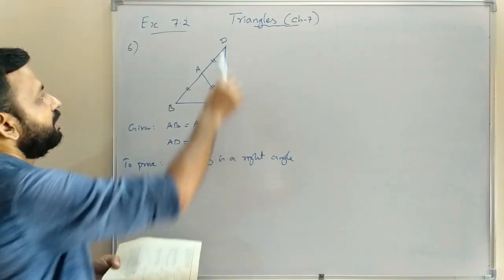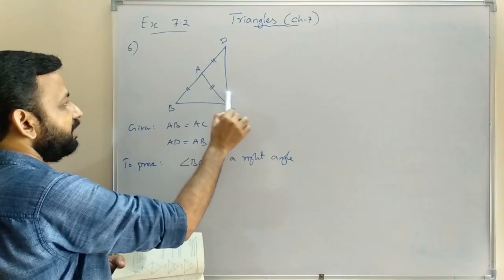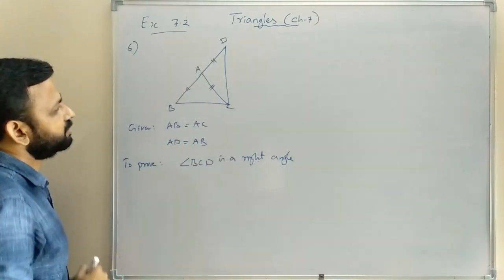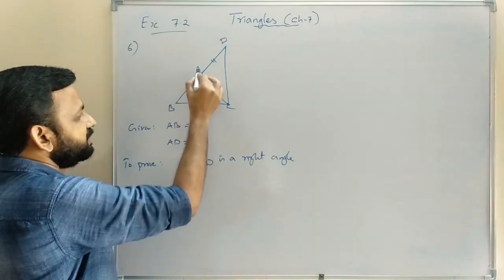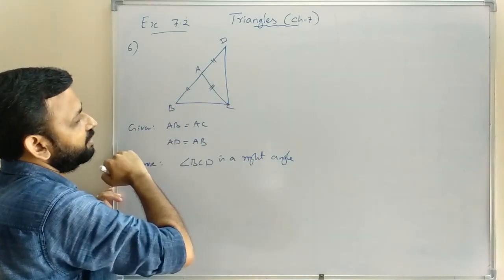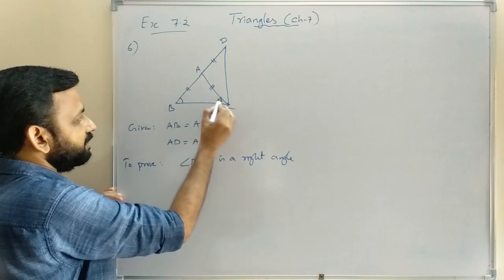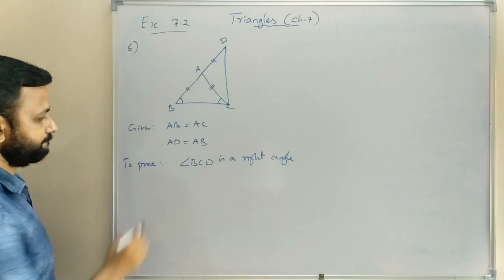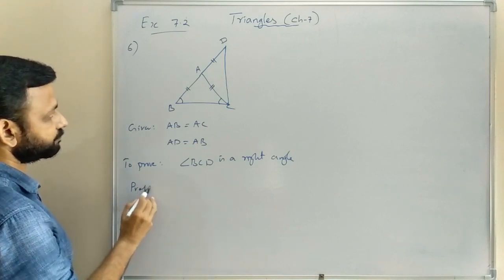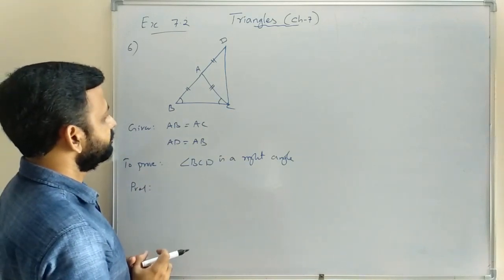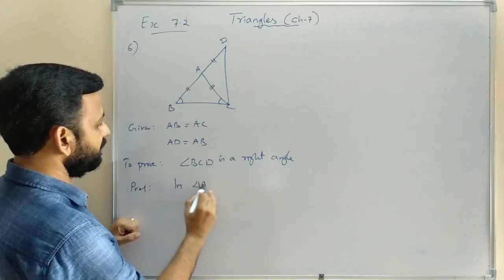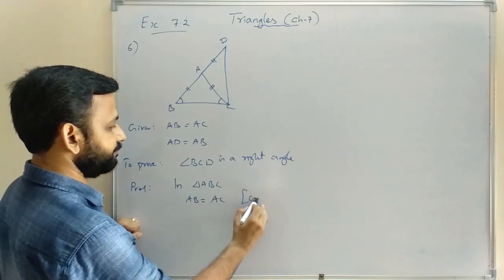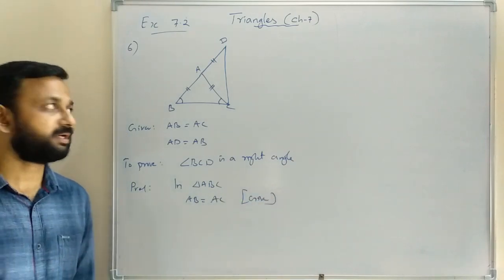So we need to prove angle BCD is 90 degree. That is our question. Here triangle ABC is an isosceles triangle, therefore these two angles are equal. So we can write a proof. In triangle ABC, AB equal to AC, that is given.